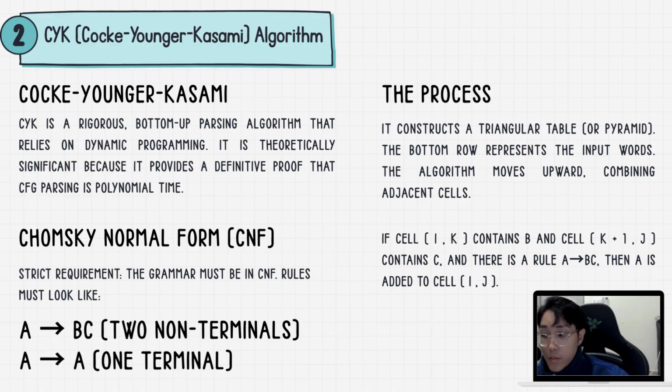The idea is simple. If one cell contains B and the cell next to it contains C, and there's a rule A equal to BC, then A can be placed in the cell above them. By repeatedly combining these cells, the algorithm checks if the entire string can be generated by the grammar. So overall, CYK is a very systematic, very structured, and guarantees accurate parsing as long as the grammar is in CNF.